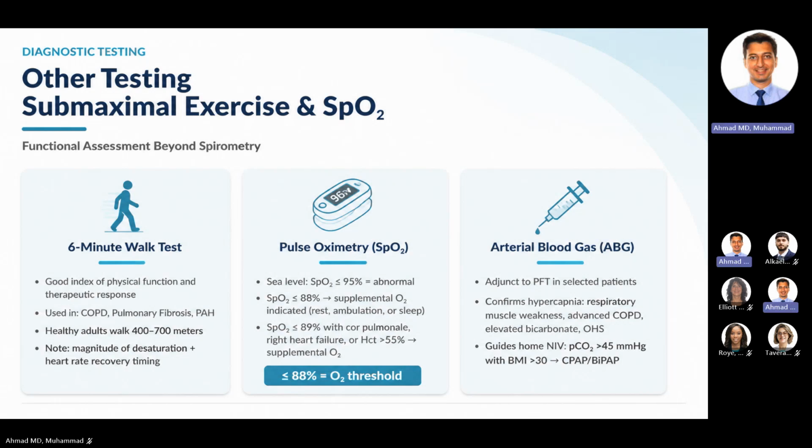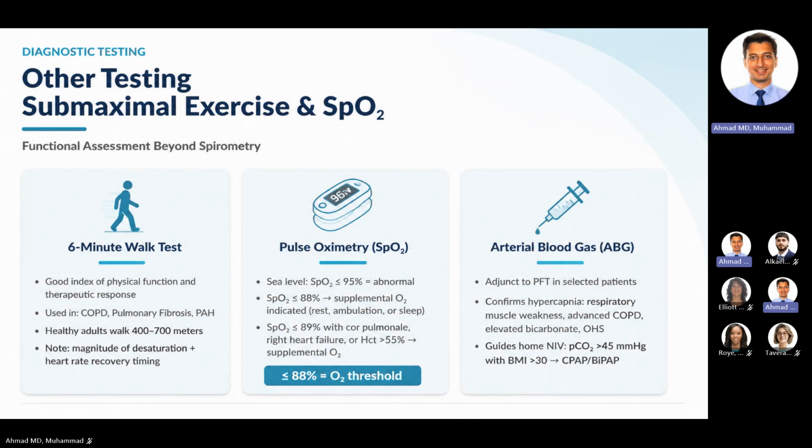For those individuals with saturations of less than or equal to 89%, but who have any of these three conditions, cor pulmonale, right heart failure, or a hematocrit greater than 55%, they qualify for supplemental oxygen. An arterial blood gas is an adjunct to PFTs in selected patients. It can help you confirm hypercapnic respiratory muscle weakness, advanced COPD.